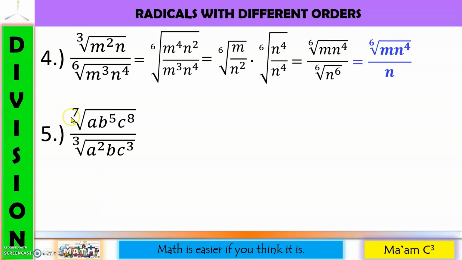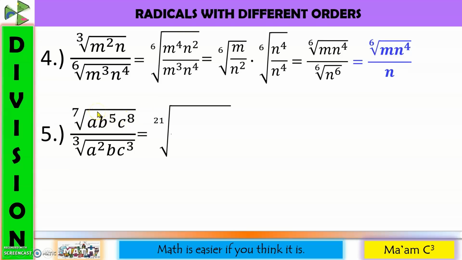Another one, the LCD of 7 and 3 is 21. So I'll make one big radical symbol whose index is 21. Then 21 divided by 7 is 3. So I am going to raise everything in the radicand to the 3rd power. That means multiplying each exponent here by 3.